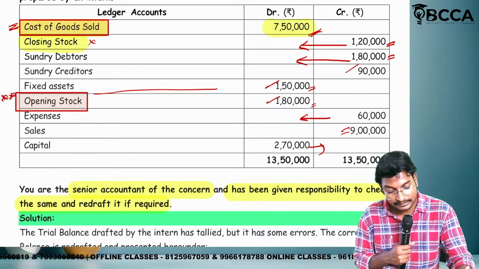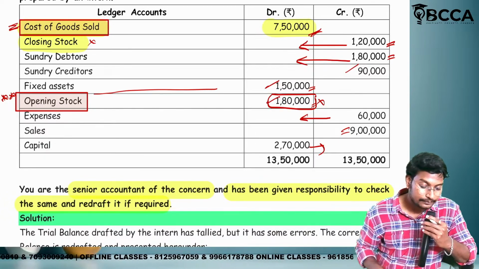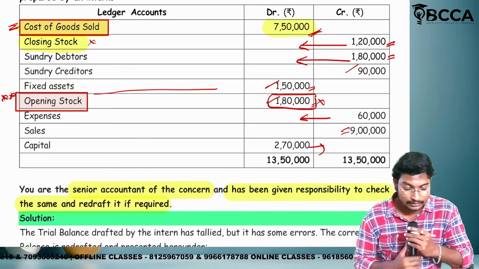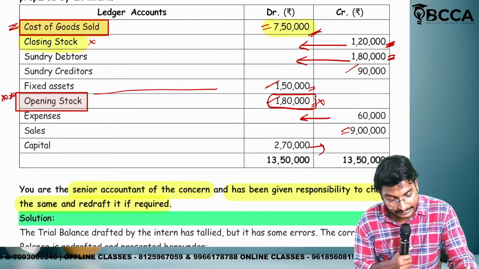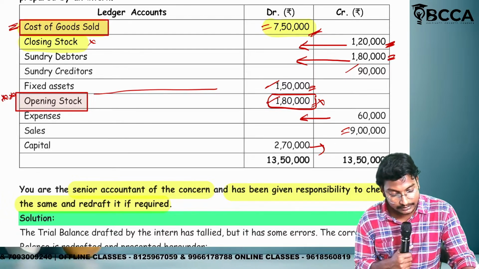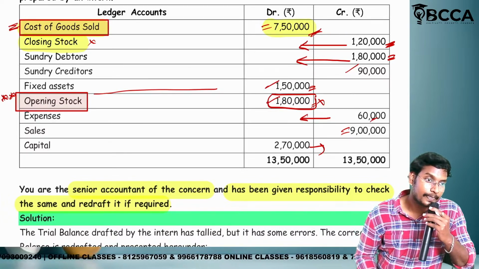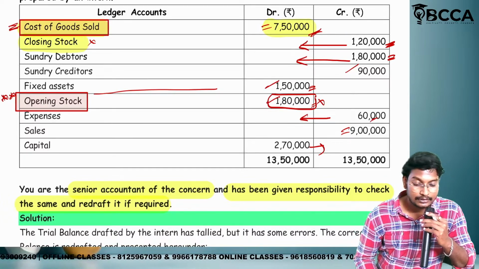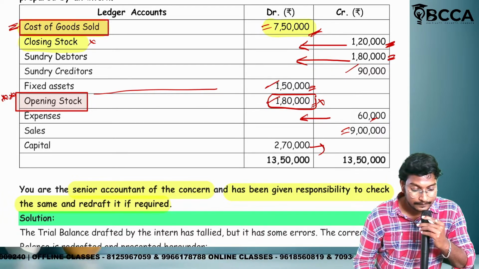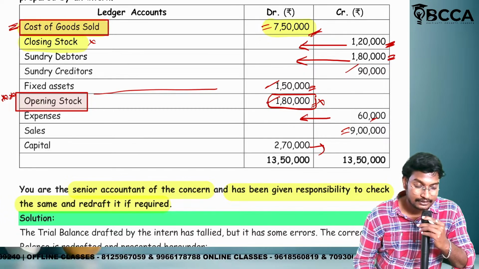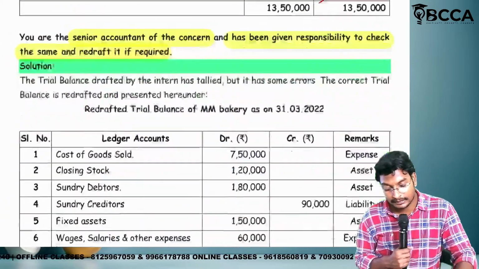So we should not consider this 1,80,000. So what is the amount we will get, ma? 12,60,000. That means 7,50,000 plus 1,20,000 plus 1,80,000 plus 1,50,000, plus 60,000. Total how much? 12,60,000. Then what is the total credit? 90,000 plus 9 lakh plus 2,70,000. 12,60,000. Okay na?